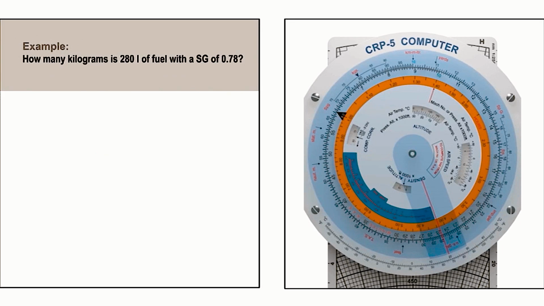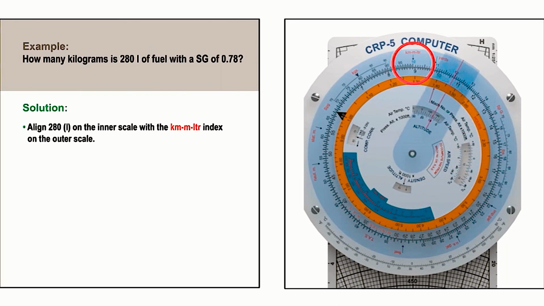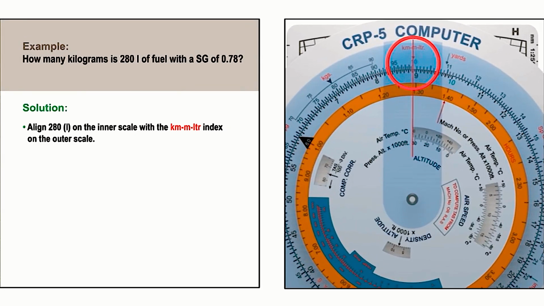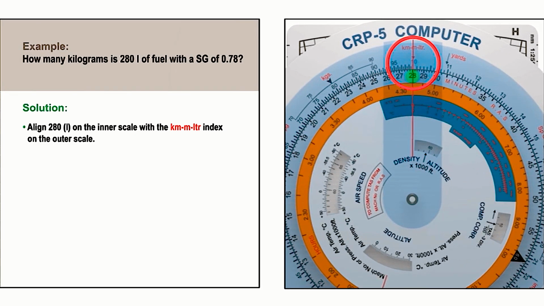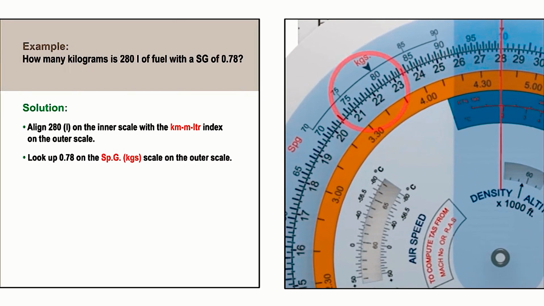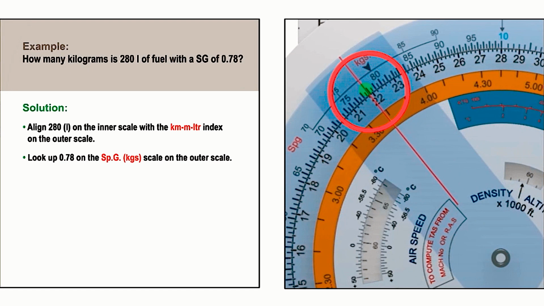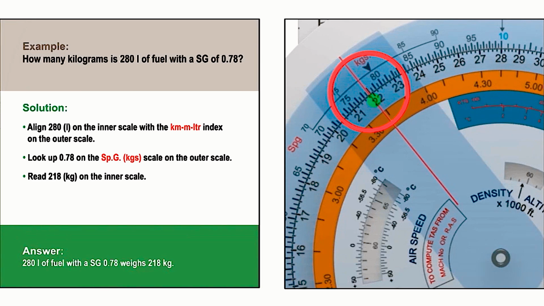To find the weight in kilograms of 280 litres of fuel with a specific gravity of 0.78, we first align 280 on the inner scale with the kilometre, metre, litre index mark on the outer scale. Then we look up 0.78 on the specific gravity, kilogram scale on the outer scale, and read off 218 on the inner scale. This gives us our answer of 218 kilograms.